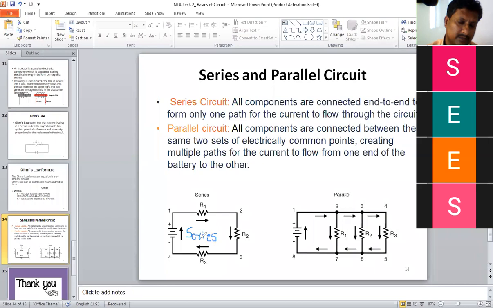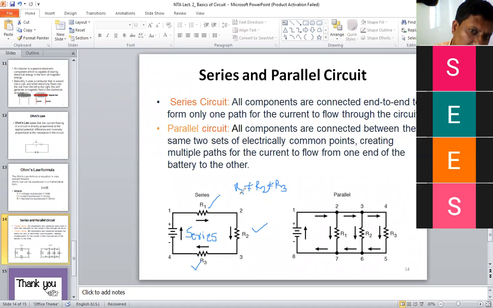So what is the difference here? In the series circuit, the current will be the same, but the voltage across R1 will be different, the voltage across R2 will be different, and the voltage across R3 will be different, if R1 is not equal to R2 is not equal to R3. If the three values are different, the voltages will be different.